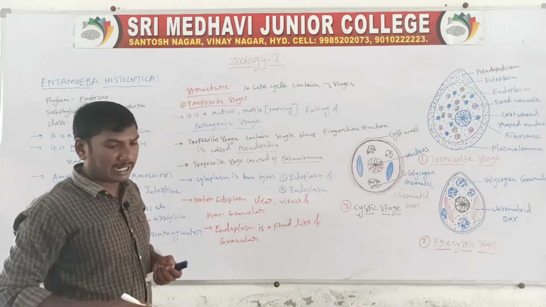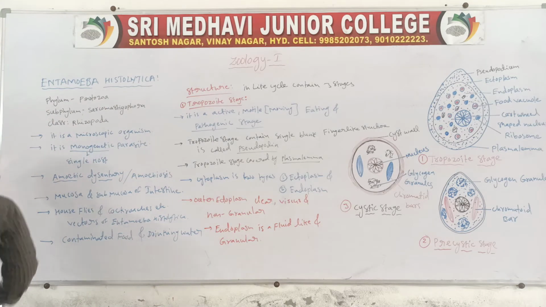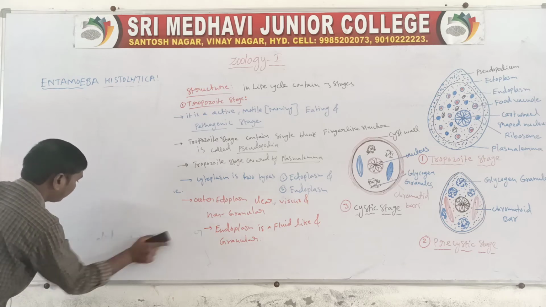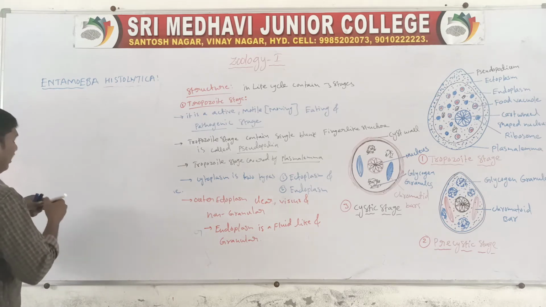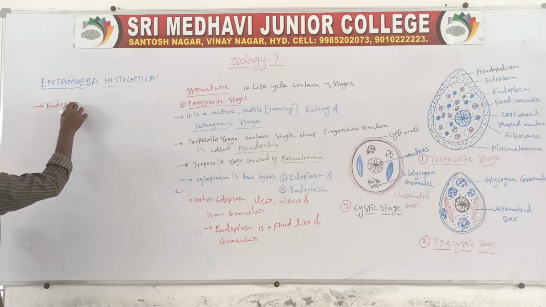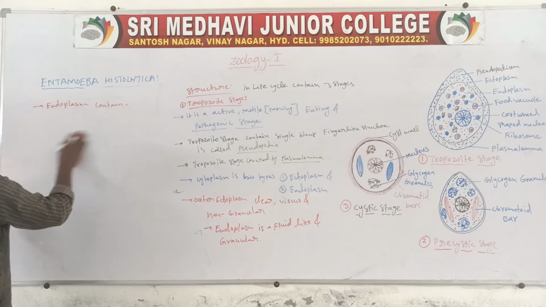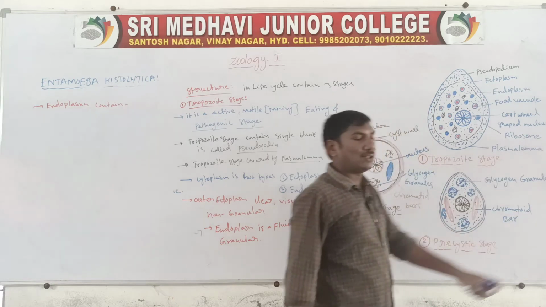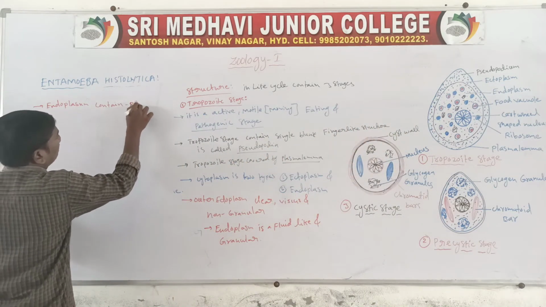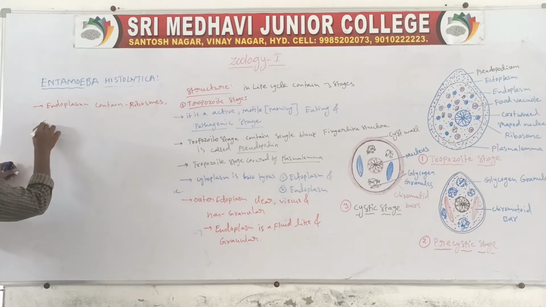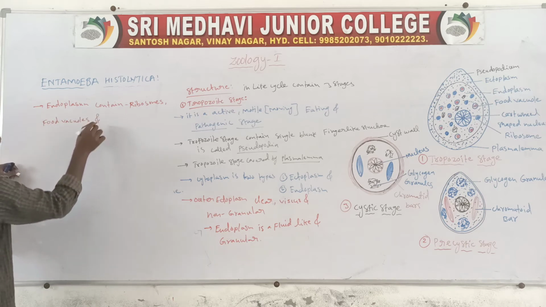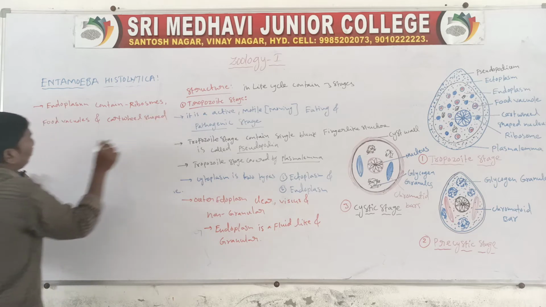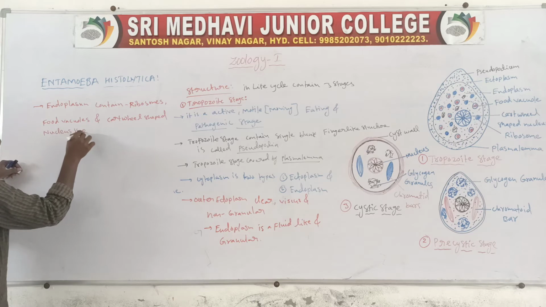Next one, the endoplasm. The endoplasm contains food vacuoles, ribosomes, and a cartwheel shaped nucleus is present.